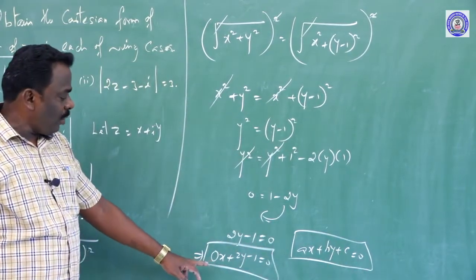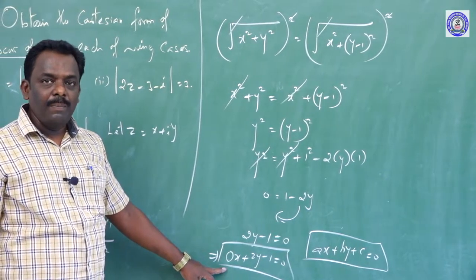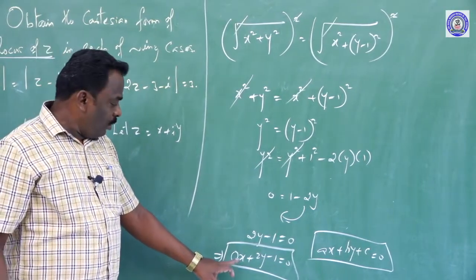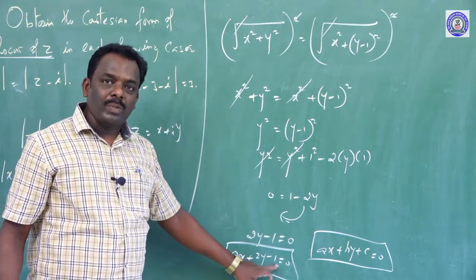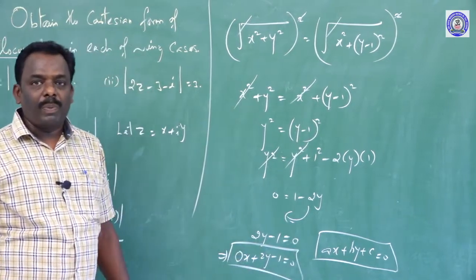Therefore, the locus of the point z lies on the straight line 0x plus 2y minus 1 equal to 0. It is called the locus of the point z.